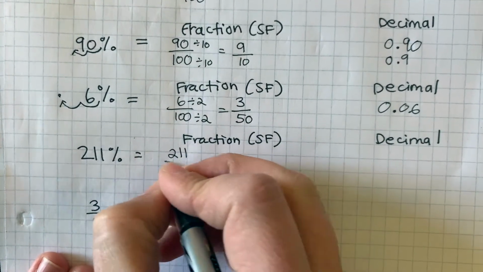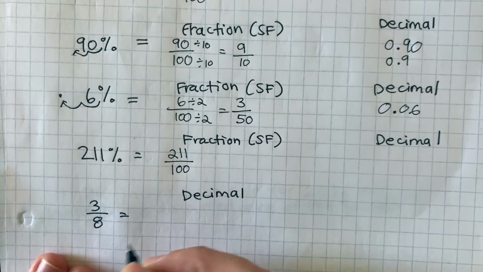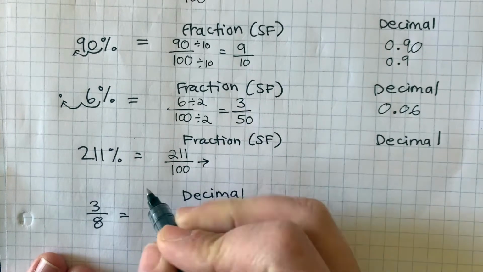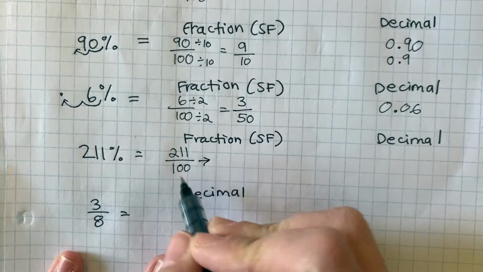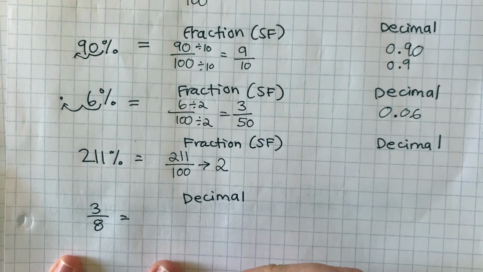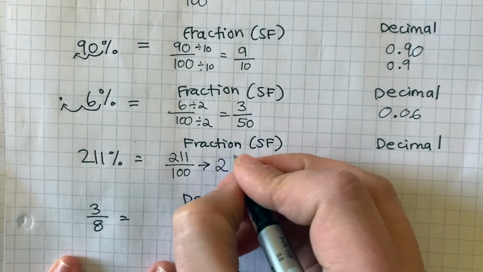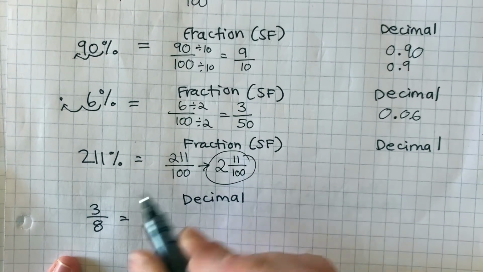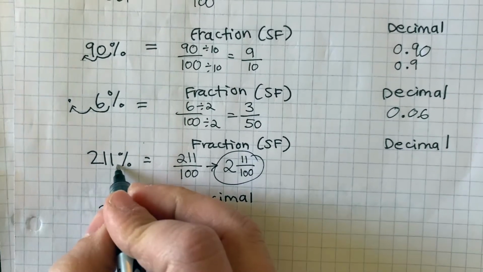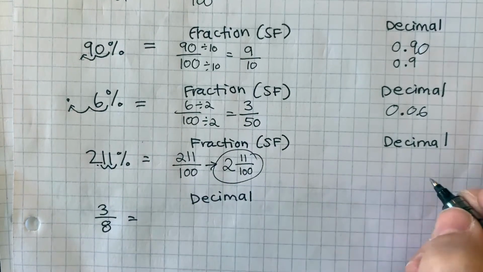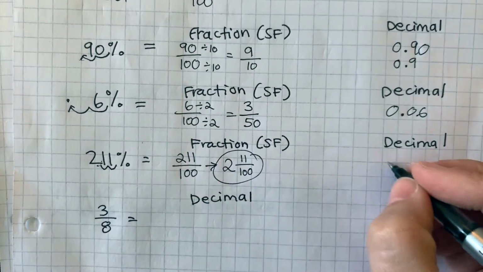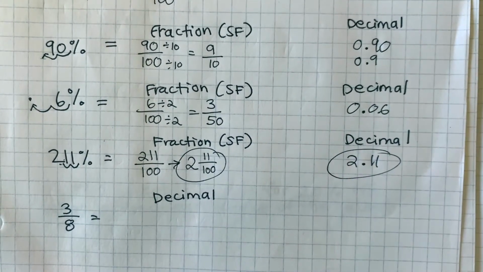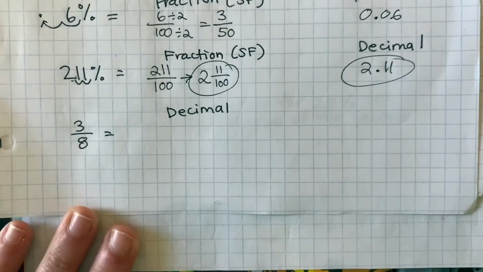211%. That is 211 over 100. That is an improper fraction. So I need to turn this into a mixed number. 100 can go into 211 two full times. That's 200 with a remainder of 11. So 2 and 11 hundredths. As a decimal, we divide by 100. Boom, boom. Move the decimal over once, twice. As a decimal, 211% is 2 and 11 hundredths. All right.